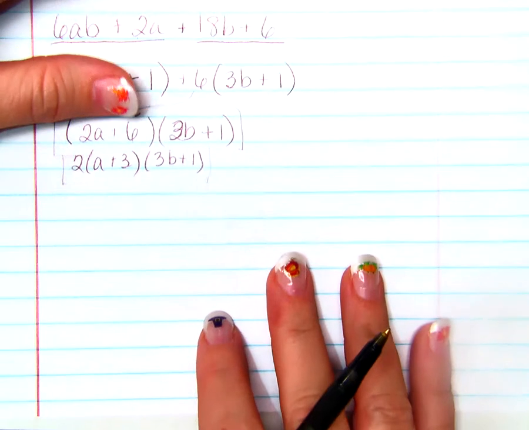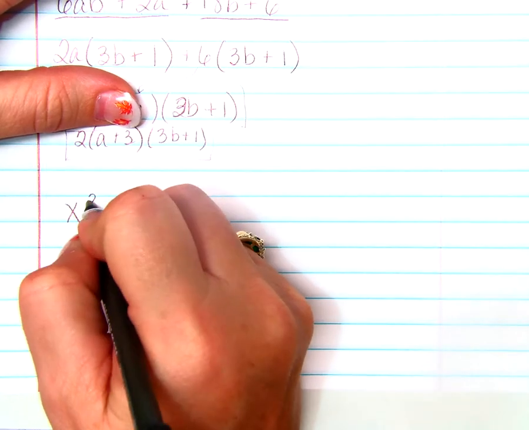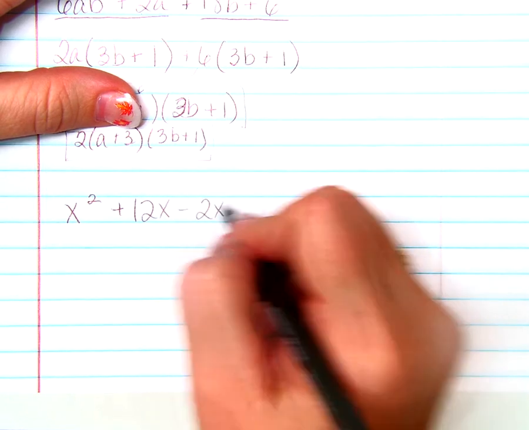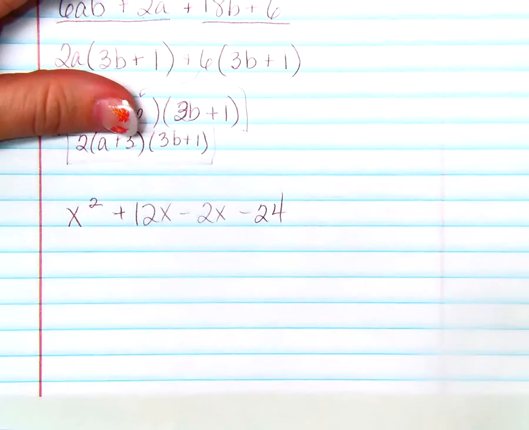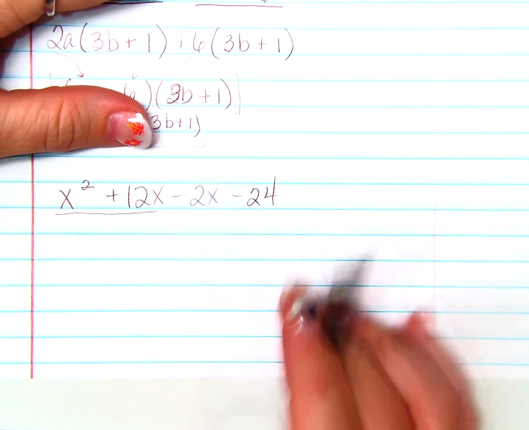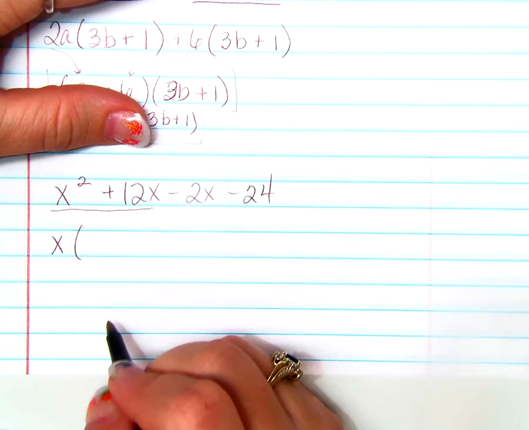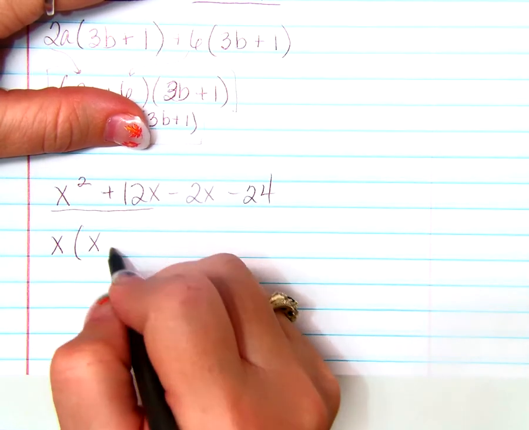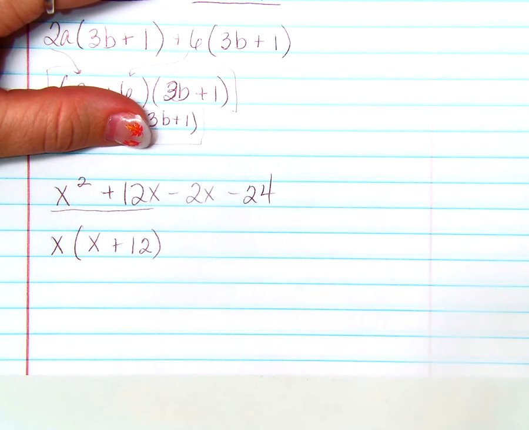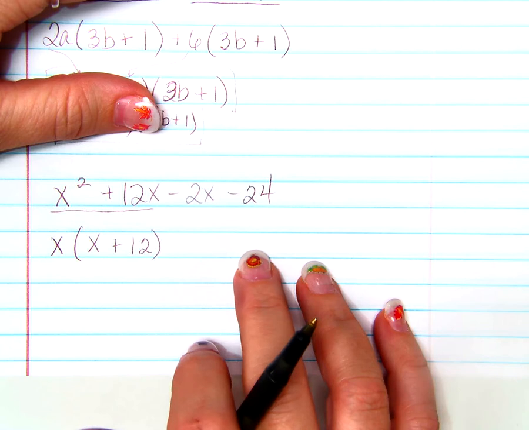All right, let's do one more of those to make sure that we are solid on those. X squared plus 12x minus 2x minus 24. So I just look at the first 2 terms. What's common in the first 2 terms? Well, both terms are divisible by an x. When I divide each term by an x, what I'm left with is x plus 12. Now keep in mind, my second parenthesis has to be what? It has to be x plus 12.